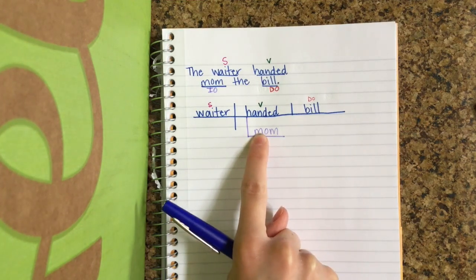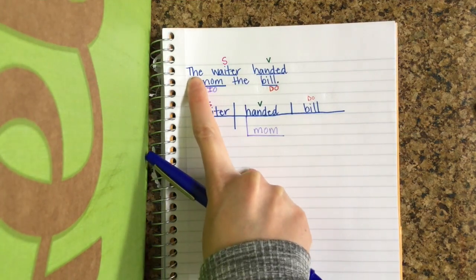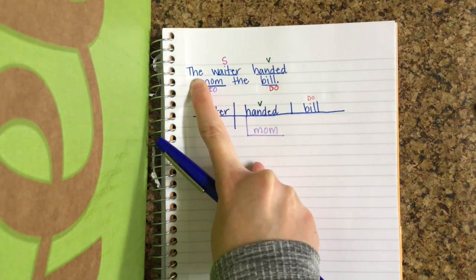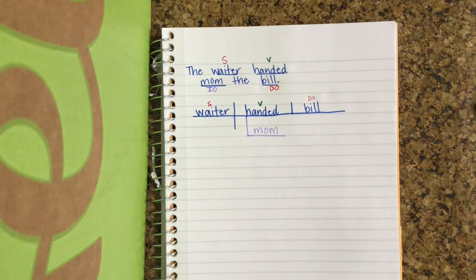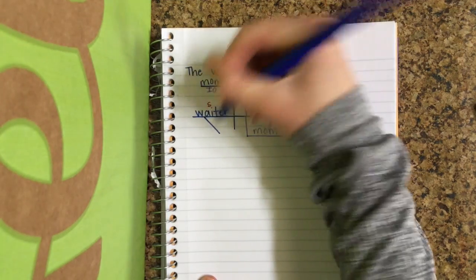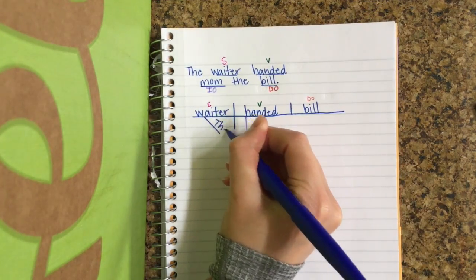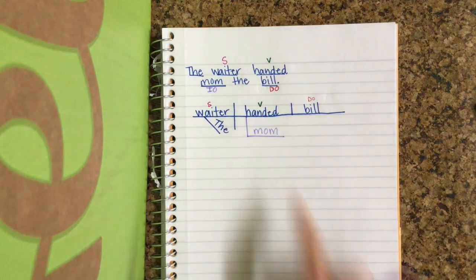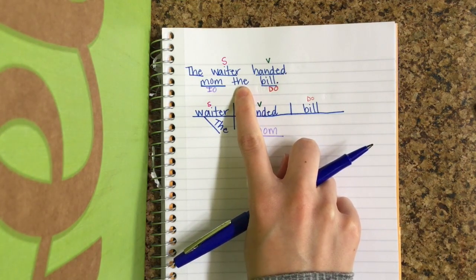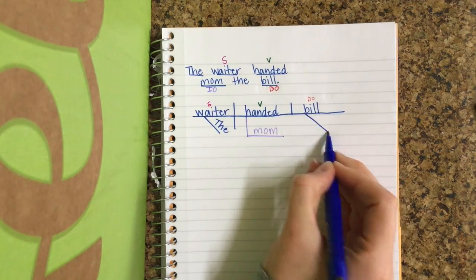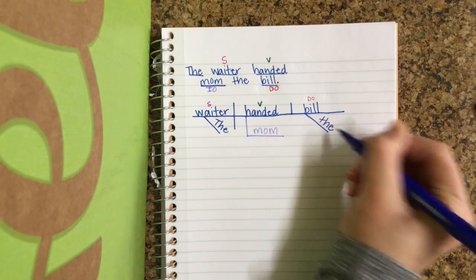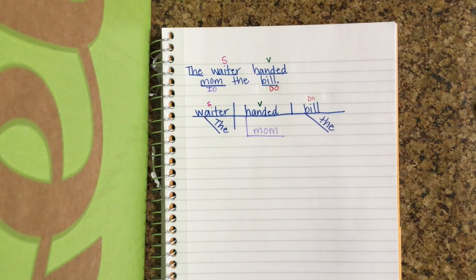It was handed to mom, and now we just have to worry about our two articles, the and the. So if we look at this capitalized the, it's the article for waiter. So that one would go here. That's taken care of. And then we have the left over here, and this the refers to bill. And that's how you diagram indirect objects.